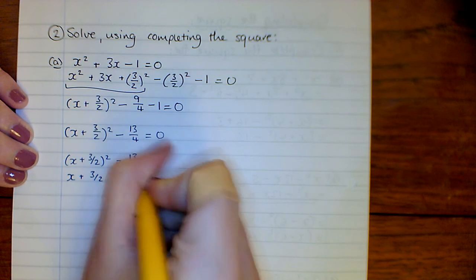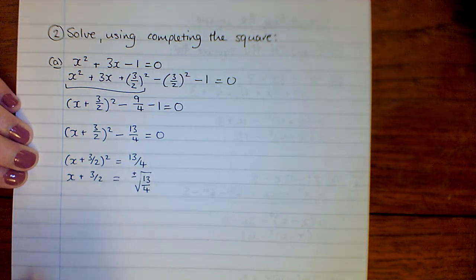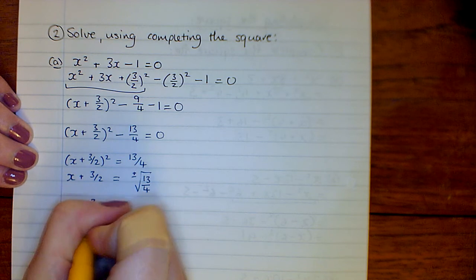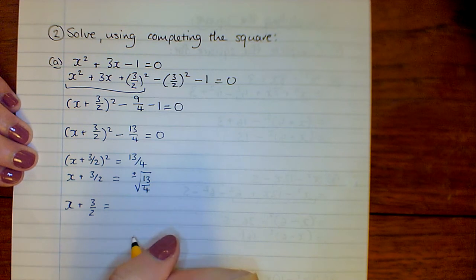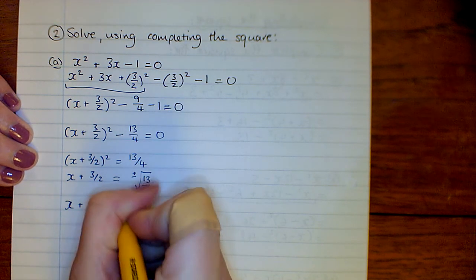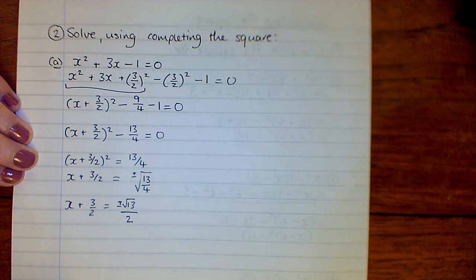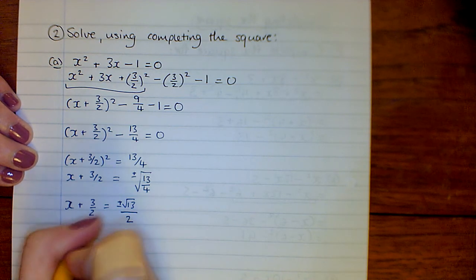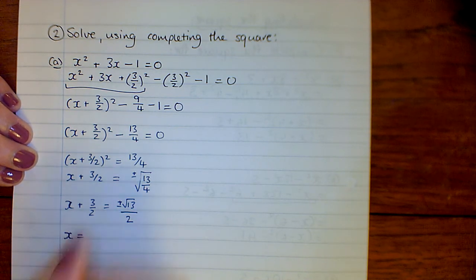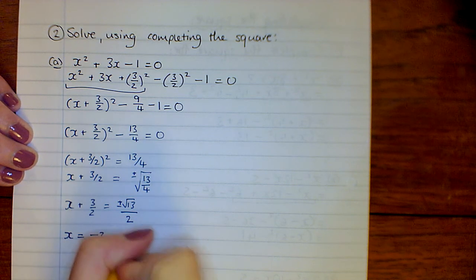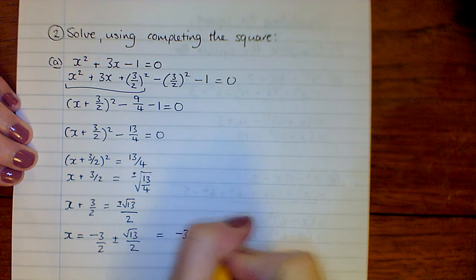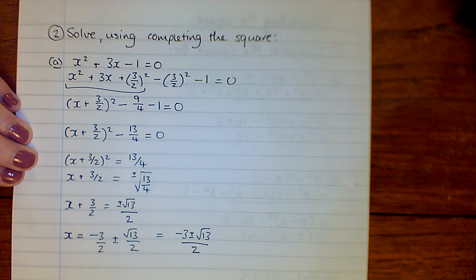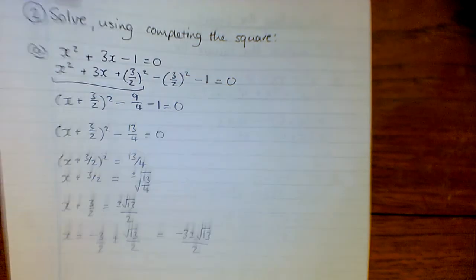Remember, when we take a square root, we get a plus and a minus. Now the square root of 13 over 4 we can write as root 13 over root 4. Now we can't do anything for root 13, but we can write root 4 as 2. And then I'm going to bring the 3 over 2 across, and it'll become a minus 3 over 2. So we'll have minus 3 over 2 plus or minus the root of 13 over 2. And I would write it as one whole fraction like that, just to tidy it up a wee bit.